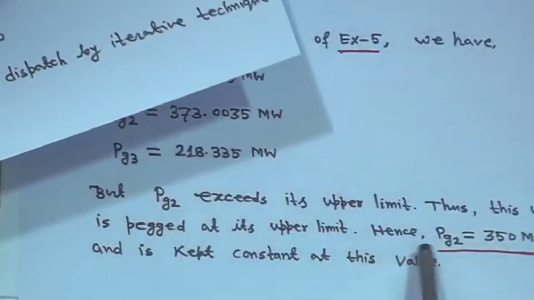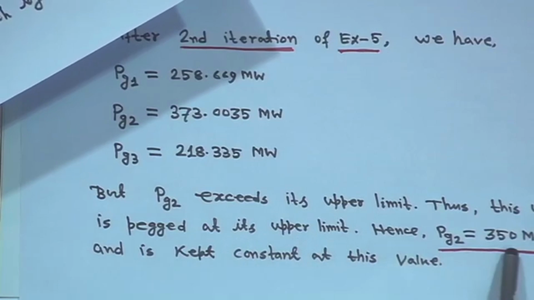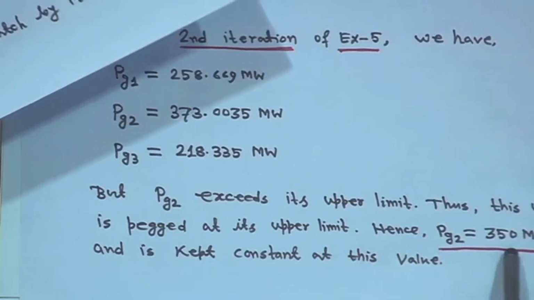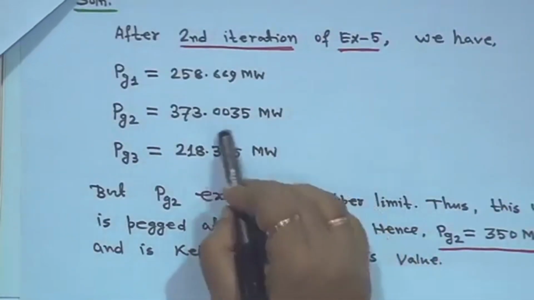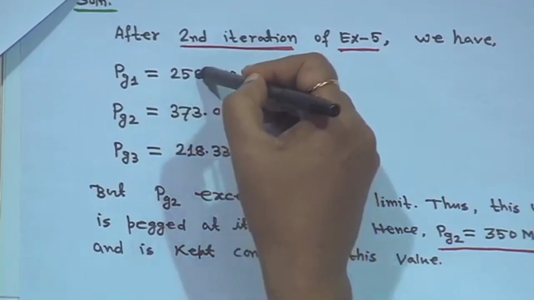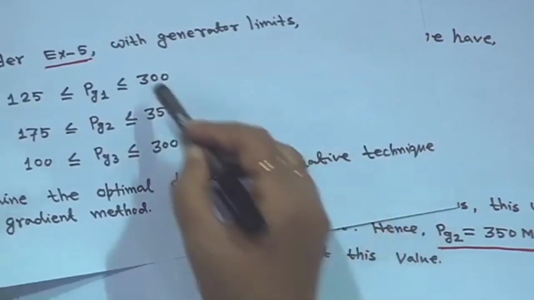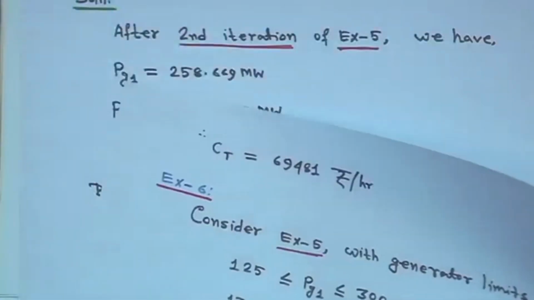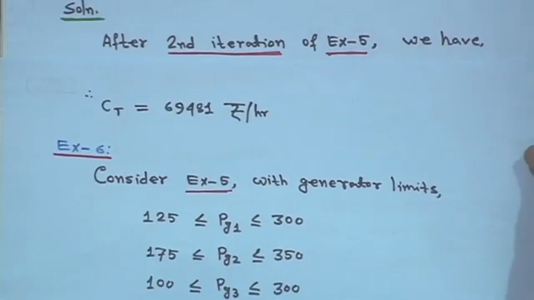That means this unit is pegged at its upper limit, that is, Pg2 must be taken as 350 megawatt and is kept constant at this value. That means Pg2 you have to fix at 350 megawatt, you cannot take the other value. That means generator 1 and generator 3 will be operating, because their limits are not violated. If you do so, then what will happen after this second iteration, just hold on.